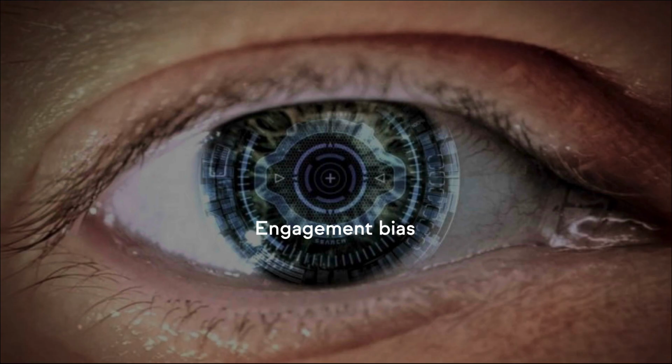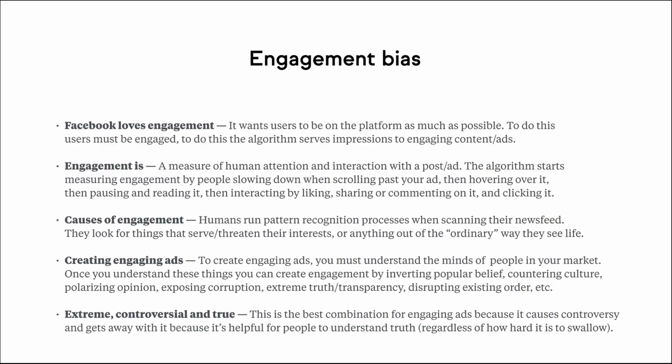So, engagement bias. Facebook loves engagement. It wants users to be on the platform as much as possible, and to do this, users must be engaged. And to do this, the algorithm serves impressions to engaging content and ads. Now, what is engagement? It's a word, but how is it really defined when it comes to the algorithm? How does the algorithm see engagement?